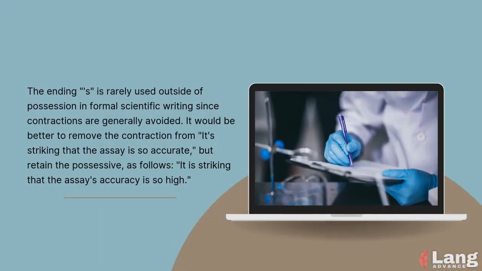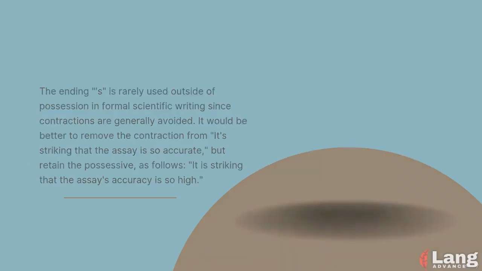The ending 's is rarely used outside of possession in formal scientific writing, since contractions are generally avoided. It would be better to remove the contraction from "It's striking that the essay is so accurate," but retain the possessive as follows: It is striking that the essay's accuracy is so high.